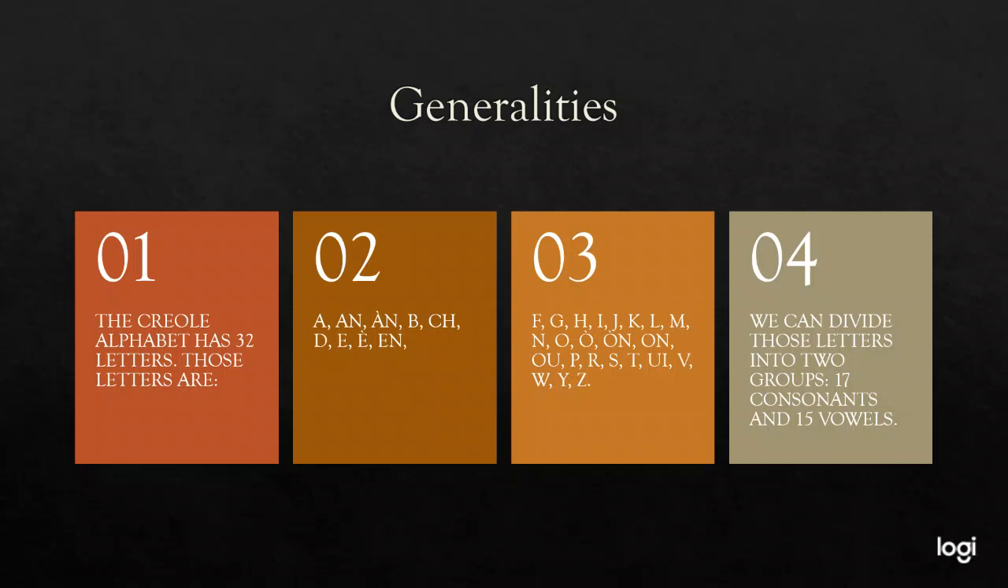A, un, an, b, sh, d, e, f, j, i, j, k, l, m, n, o, on, u, p, r, s, lui, v, y, z. So it's 32 letters.